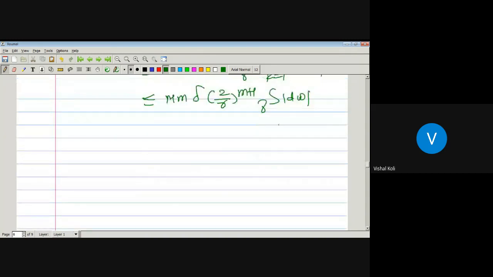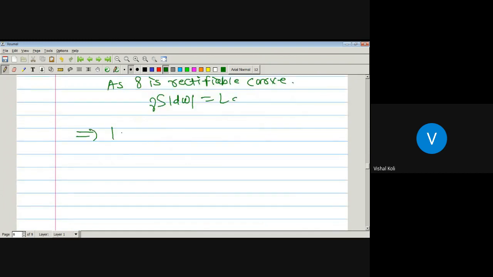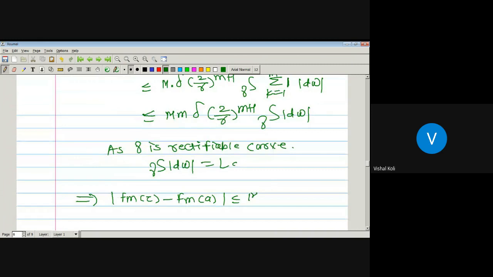Now, as gamma is a rectifiable curve, it means its length is finite. Therefore, integral over the curve gamma modulus of dW will be equal to some capital M. So which implies modulus of f_m(z) minus f_m(a) is less equal by this value, capital M into small m into delta, 2 by R to the power M plus 1. Let us take this one as some equation number 6.